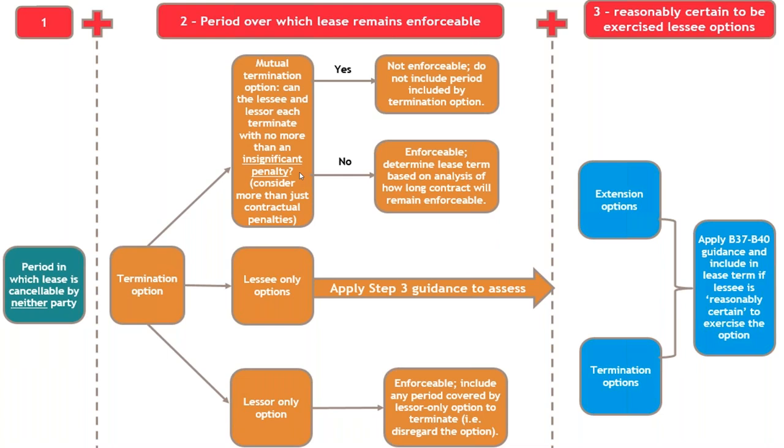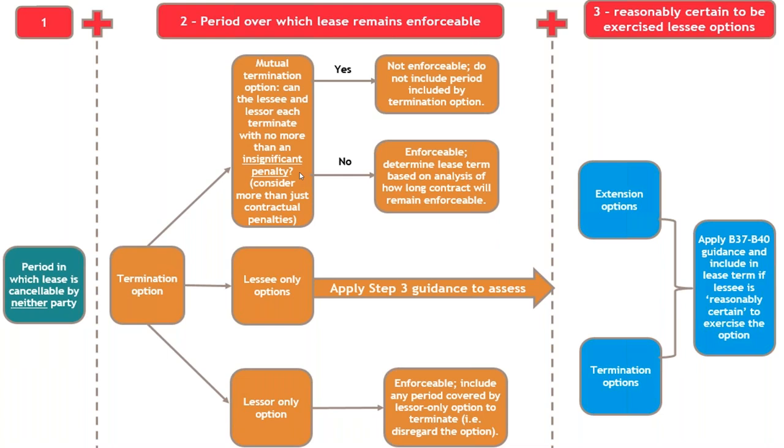If we say yes, there's no more than an insignificant penalty, then it's not enforceable, and we would not include this in our lease term. However, if we say no, then it's enforceable, and you determine the lease term based on an analysis of how long the contract will remain enforceable, so reasonably certain to use it. And maybe it's the useful life of your fit out, etc. If only the lessee has termination options, you apply step three guidance, which is the next step in blue we look at next.